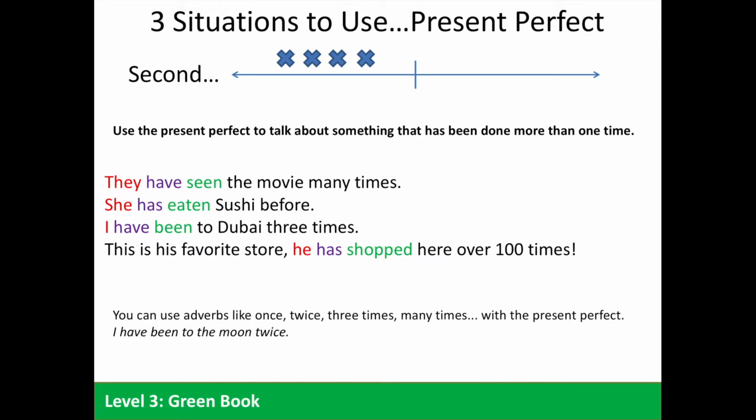This is his favorite store. He has shopped here over 100 times. Again, in these statements, the focus is on the fact that we've done these things many times in the past, but we don't know exactly when. Also, you can use adverbs like once, twice, 3 times, many times with the present perfect tense. For example, I have been to the moon twice.